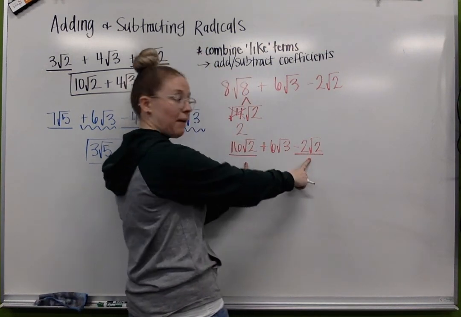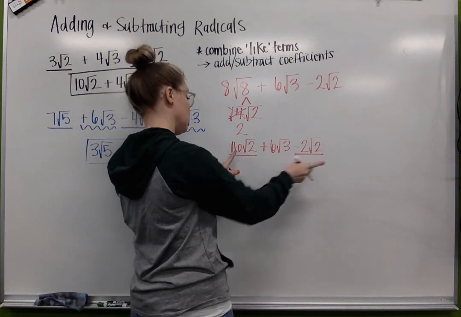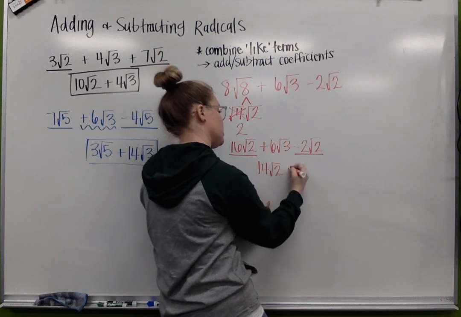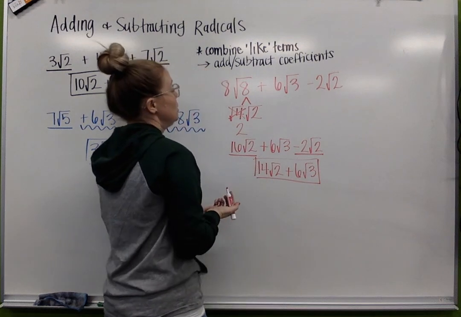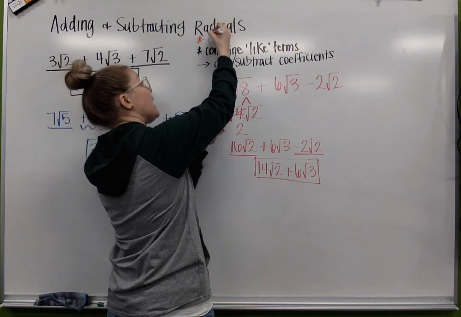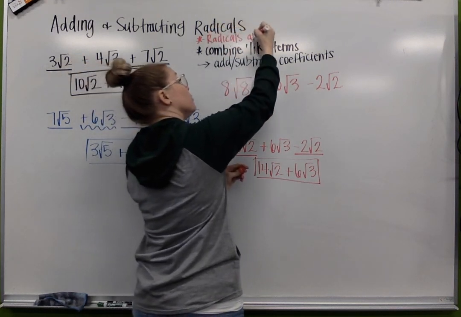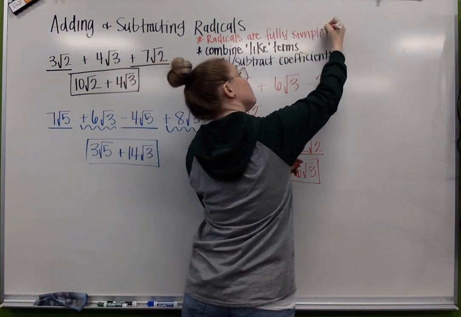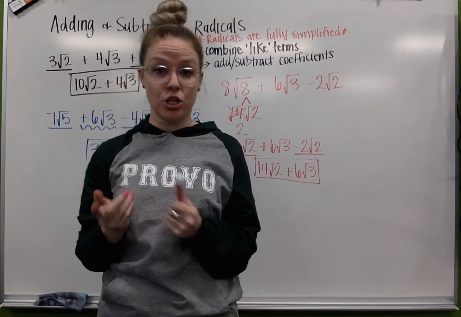Now I have matching radicals. Square root of 2 here, square root of 2 here. So 16 minus 2, that's 14 root 2 plus 6 root 3. So here, before I could combine like terms, I had to make sure that my radicals are fully simplified. If they're not fully simplified, I won't be able to recognize that they are like terms.